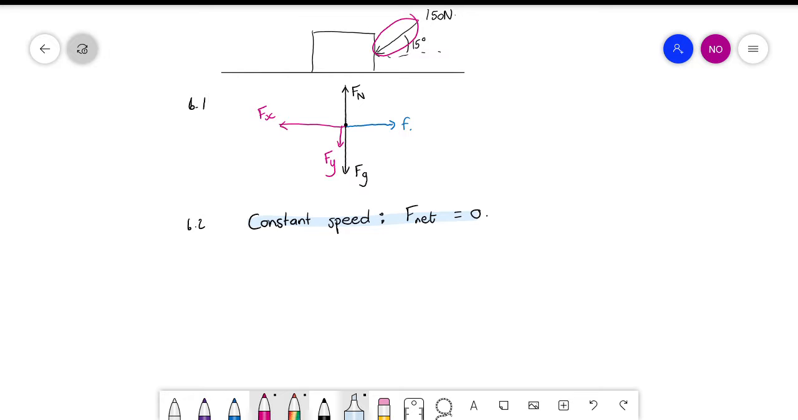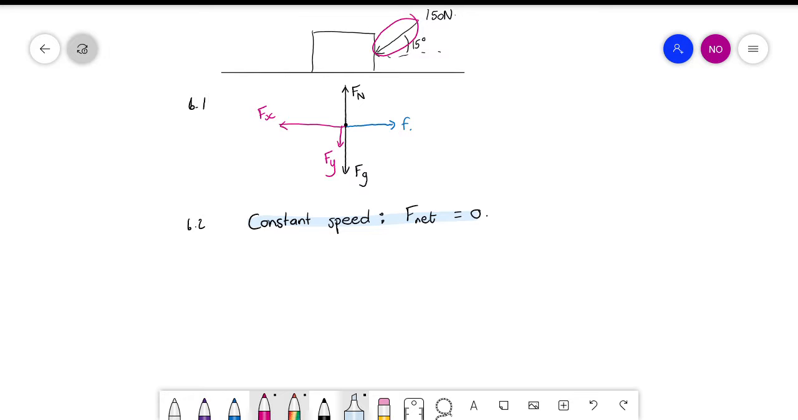Hoekom? Want konstante spoed beteken versnelling is 0. They did. They say constant velocity. Okay, well, constant velocity means acceleration is 0. So you can change speed to velocity. Do you agree that whether it's constant speed or constant velocity, acceleration remains 0? Velocity is just speed with a direction. Okay. Yes? Good. Okay. If you say so. I'm not lying, I promise.